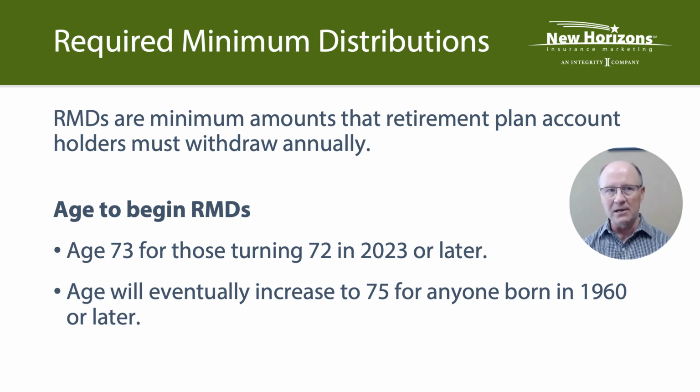Okay, so that would be age 73. We have many, many clients right now that were at 70 and a half that have been taking their RMDs for quite some time now. But in a nutshell here, you're looking at your bullet. Age 73 is going to be the RMD age now for those turning 72 in year 2023 or later. Then eventually it's going to increase to age 75 for anyone born in 1960 or later.